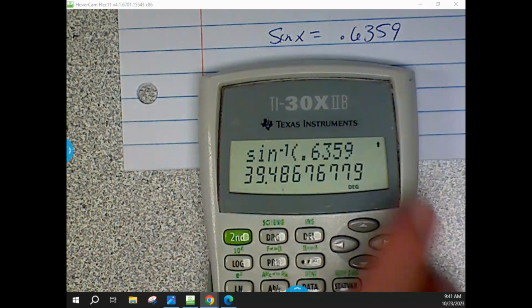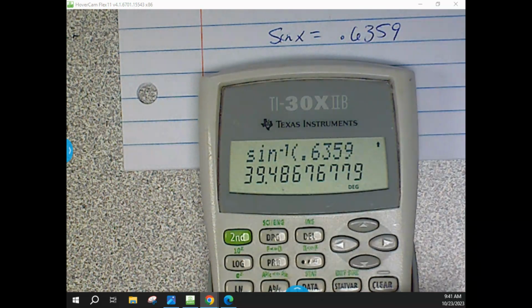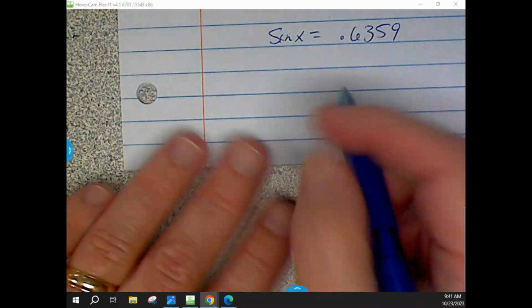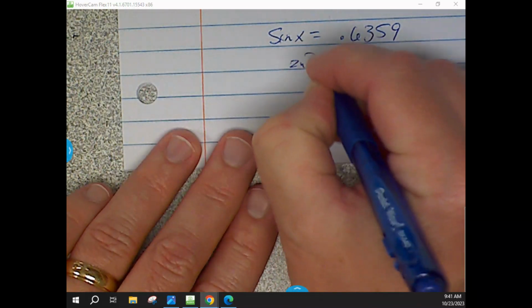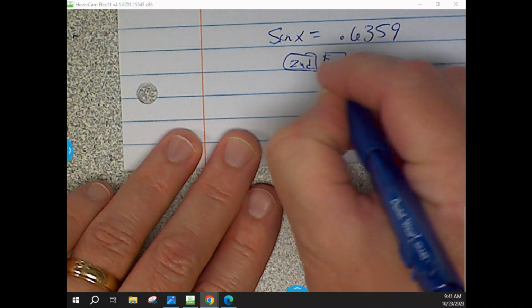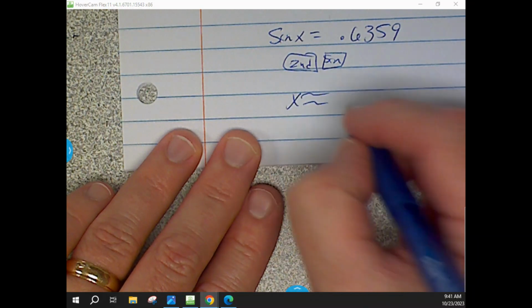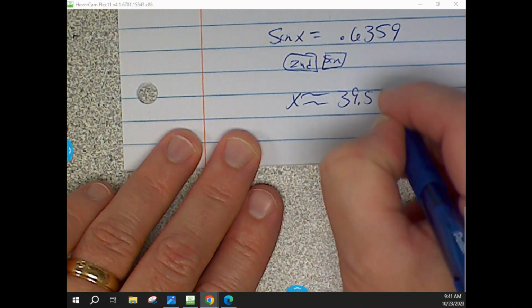Technically, you just use all your decimal places that you have, and at the end, you can cut it off to 3 decimal places. For now, we're just going to go ahead and round this off. Because you're going to hit second, hit sine. So x is going to say we're about 39.5 degrees.